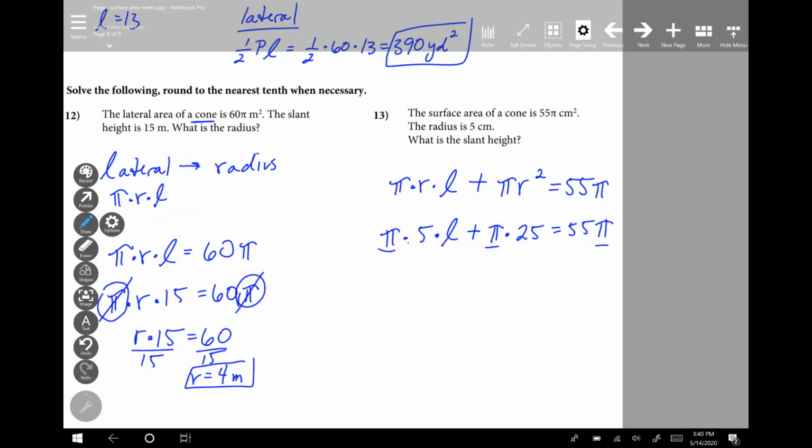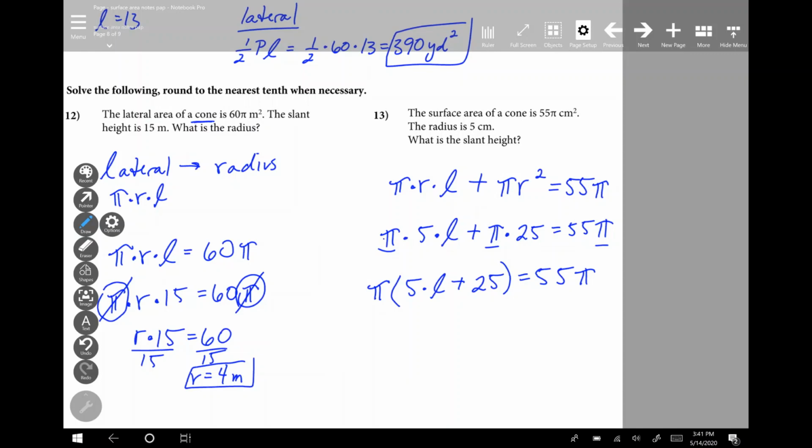So over here on the left side, I have pi, and I'm going to put parentheses: 5 times L plus 25. And over there, it's still 55 pi. I'm noticing this because it's going to make my division a lot easier. Basically, what I've done here on the left-hand side is just the inverse, the opposite of the distributive property.